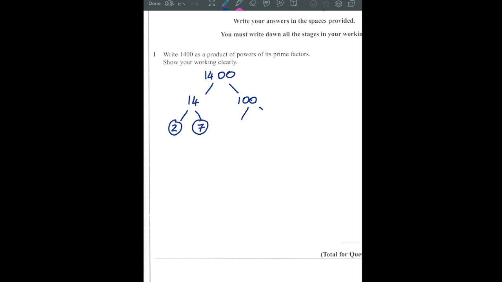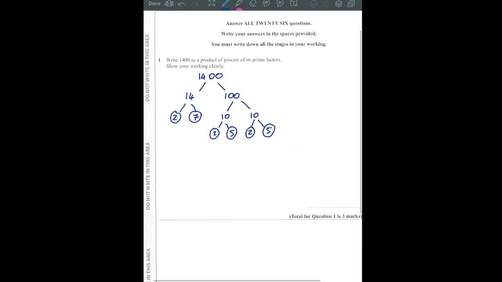The 100, again, you could do 2 and 50. I'm going to go with 10 and 10. Neither of which are prime, so I can keep splitting. 10 is 5 and 2, both of which are prime. And what a surprise, there's another 10, which is exactly the same, 2 and 5.